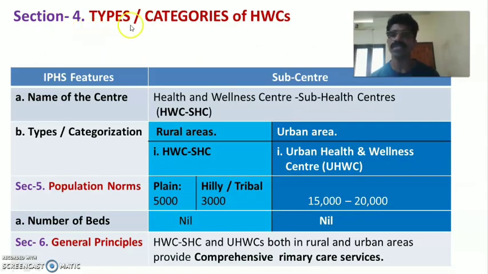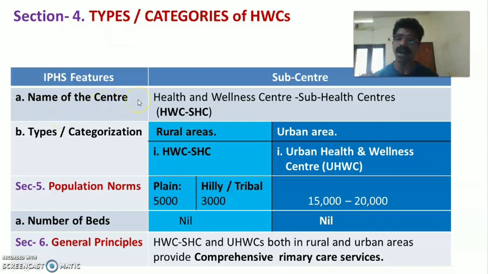Next is section 4, that is types or categories of health and wellness centers. So you can see a table here. In that I have given section 4, section 5 and section 6 of IPHS 2022. Okay. So first is section 4.